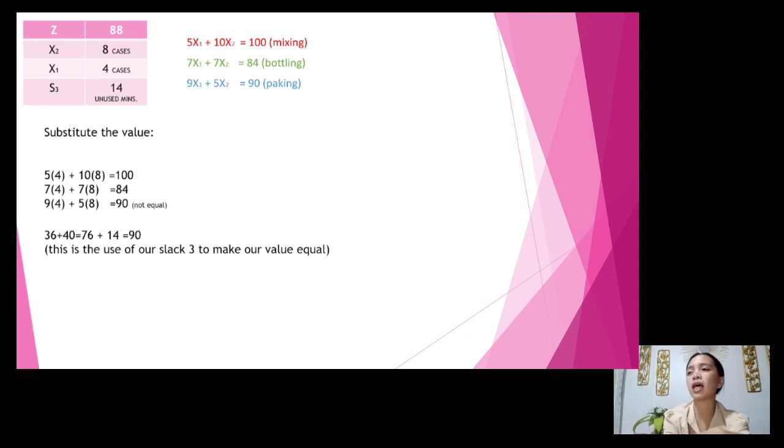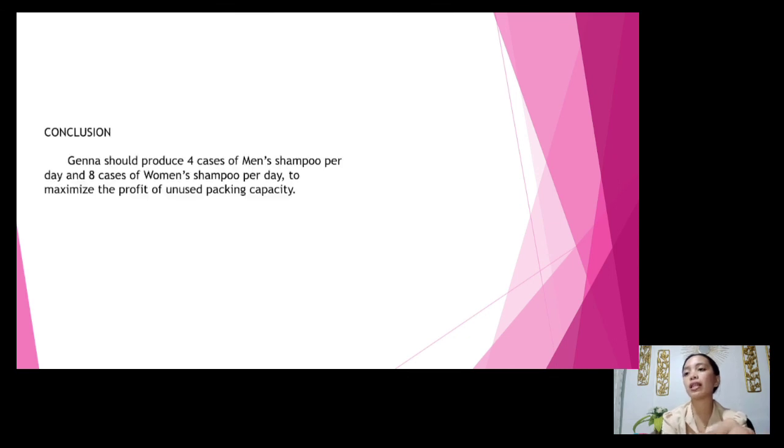So we just simply substitute the values. It will become 5 times 4 plus 10 times 8 equals 100. 7 times 4 plus 7 times 8 equals 84. 9 times 4 plus 5 times 8 equals 76. So it is not equal. So we simply add the value of S3, which is 14, so it will become 90. So it is equal now.